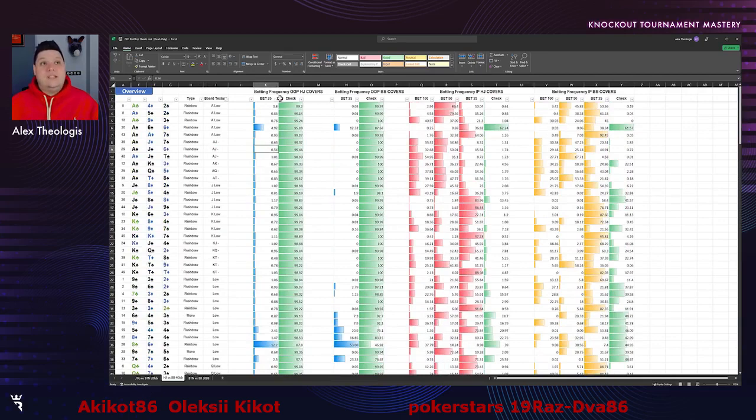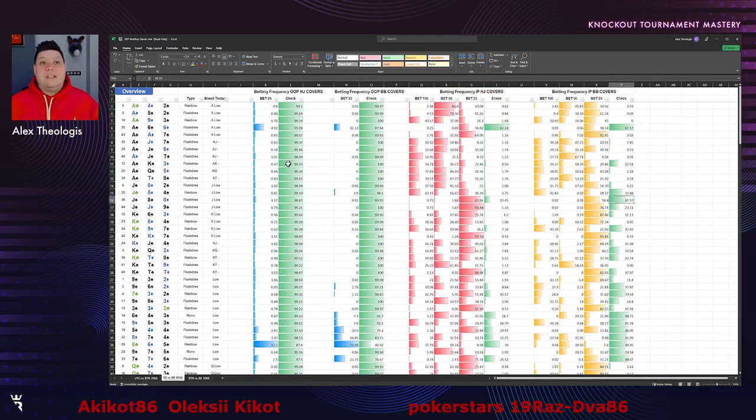Then here we can see the leading frequency from the big blind. First, when the hijack covers, and then when the big blind covers. And then we have the in-position actions. First, when the hijack covers, whether the hijack c-bets 25%, 50%, or pot, or checks back. And then for when the big blind covers.